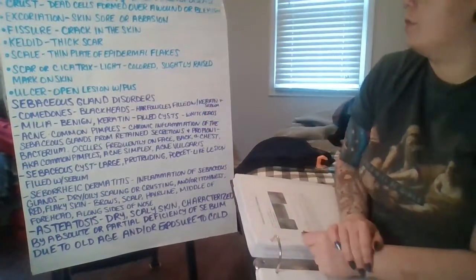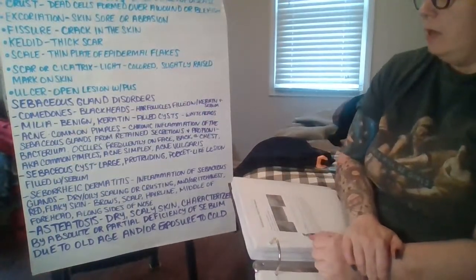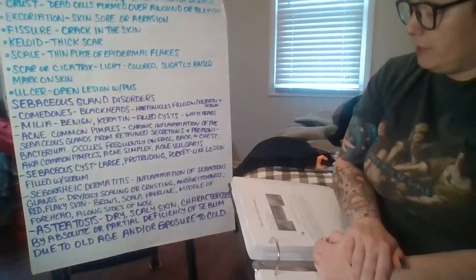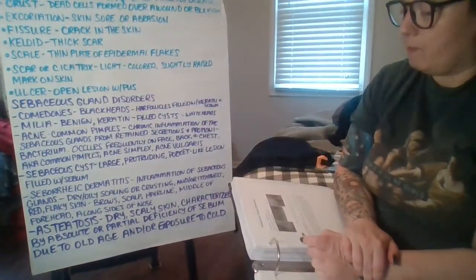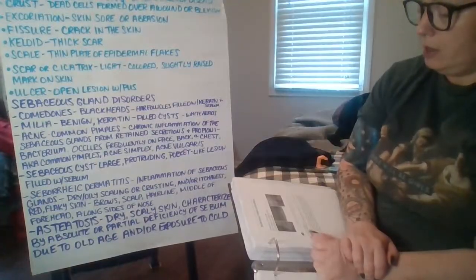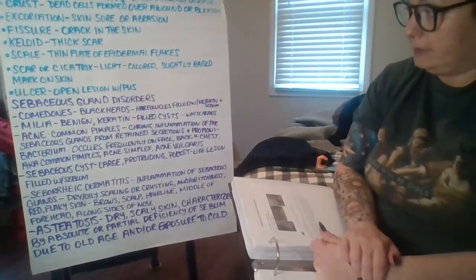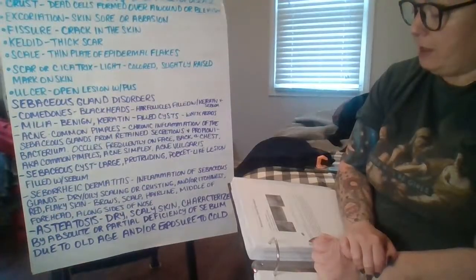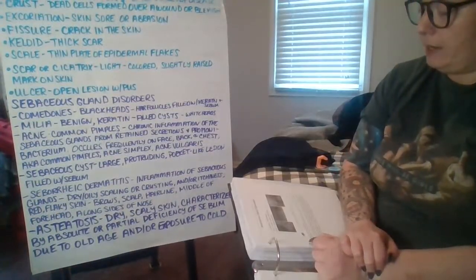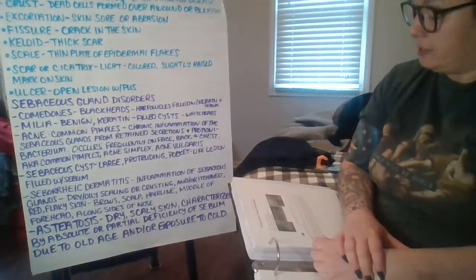Sebaceous gland disorders. Comedones are otherwise known as blackheads. They are follicles filled with keratin and sebum. Milia are otherwise known as whiteheads. They are benign keratin-filled cysts that appear just under the epidermis and have no visible opening. They resemble round sesame seeds.